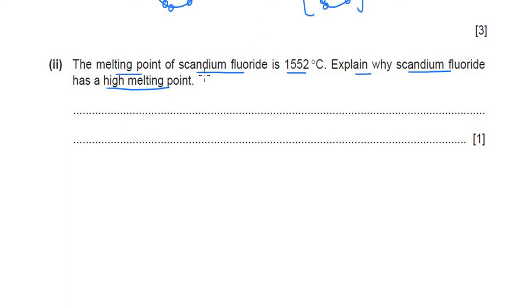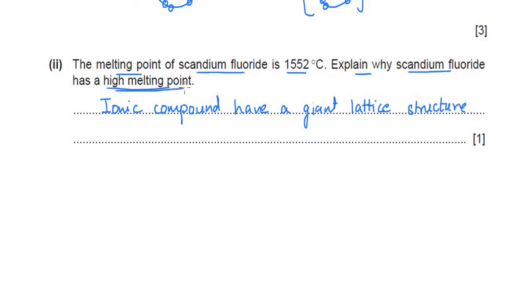Now, as we know, there is a very strong electrostatic force of attraction between the scandium and the fluoride ions, and all these ionic compounds, that is the scandium fluoride ionic compound, have a giant lattice structure. As we know that all ionic compounds have a giant lattice structure, so due to this 3-dimensional giant lattice structure, the scandium fluoride will have a high melting point. So here goes one reason, which will give you 1 mark.